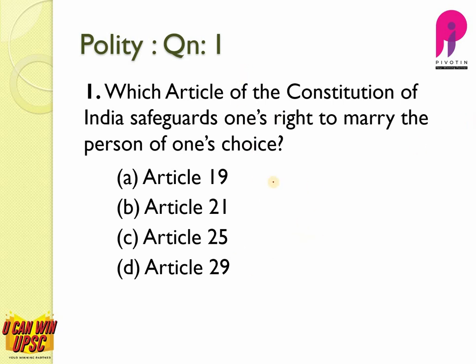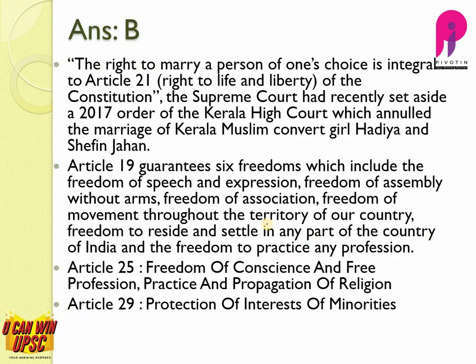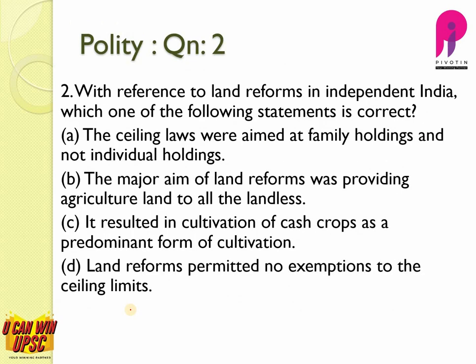Which article of the Constitution of India safeguards one's right to marry the person of one's choice? You may wonder whether there is such a right. Yes, this right to marry is implied in Article 21, which deals with right to life and personal liberty. And the Supreme Court had recently set aside a 2017 order of Kerala High Court, mainly in the Hadia case. Please do check the other options which may be asked in the following or upcoming prelims.